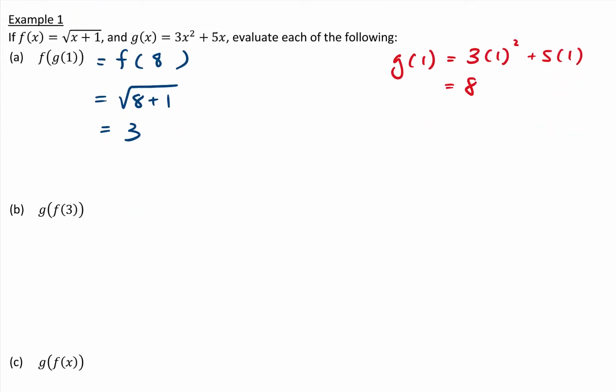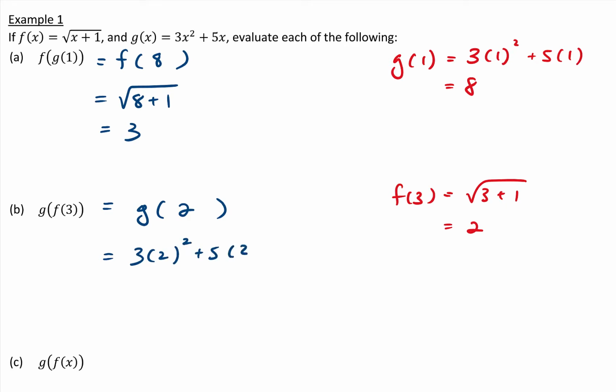Second one, g follows f, or g of f of 3. That's equal to g of something, and first of all we need to determine f at 3. f at 3 would be the root of 3 plus 1, which is equal to 2. So we need to evaluate g at 2. g at 2 is going to be 3 times 2 squared plus 5 times 2, and that gives us 22.